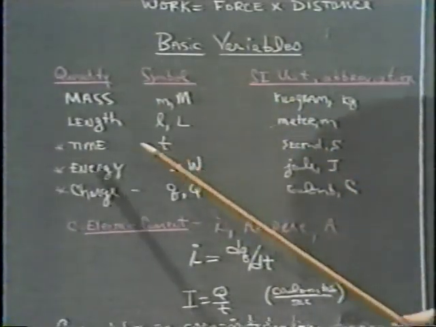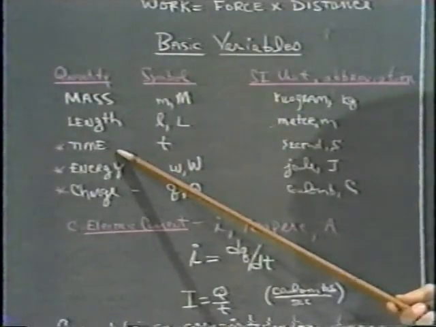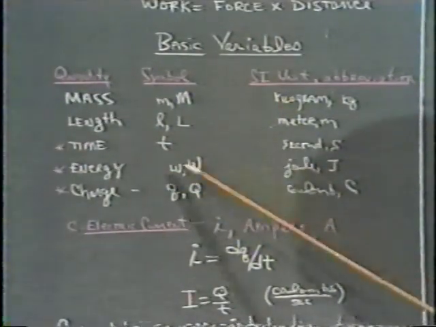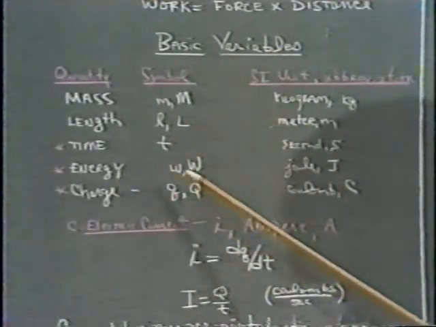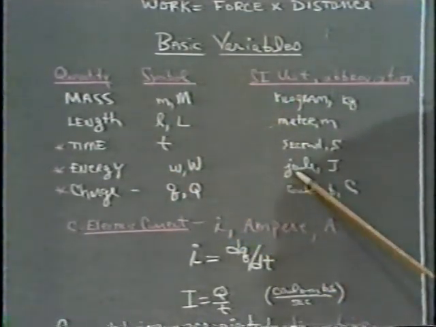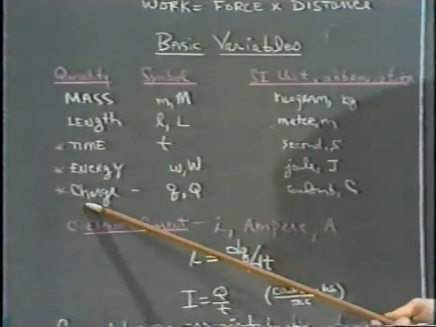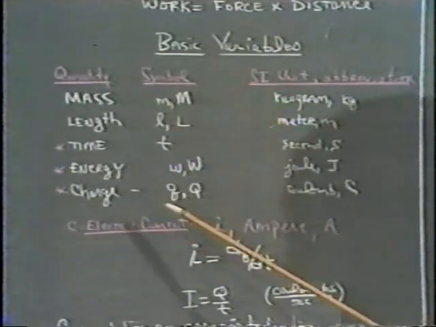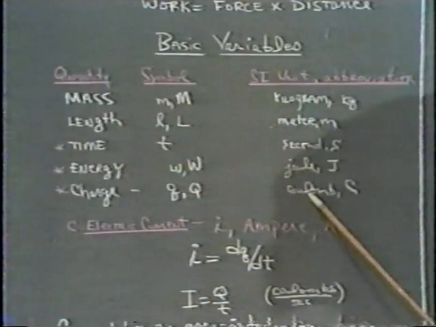Now the next three are critical for our work in circuit analysis. Time, of course, is measured in seconds with the symbol T, and energy with the symbol W will be measured in joules. The other quantity we looked at is charge, with the symbol Q, and measured in coulombs.